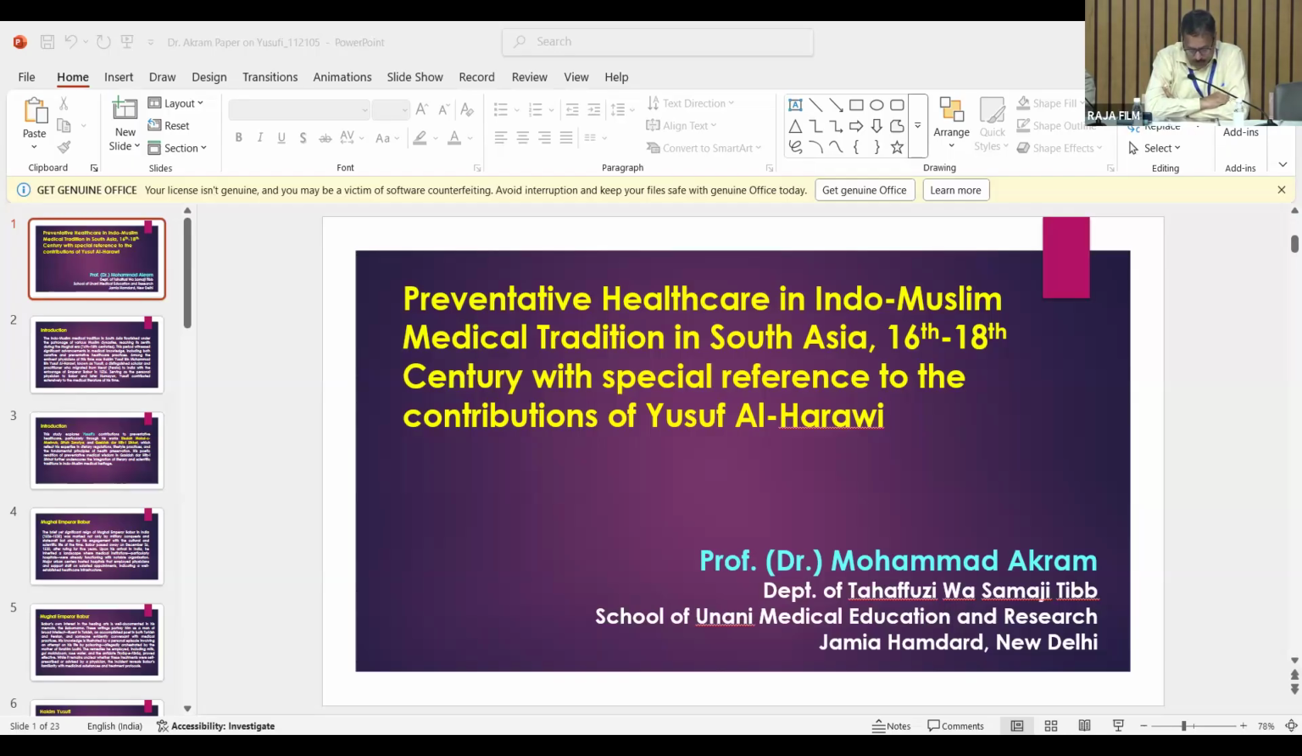Among the eminent physicians of this time was Hakim Yusuf bin Muhammad bin Yusuf al-Harawi, known as Yusufi, a distinguished scholar and practitioner who migrated from Herat, Persia, to India with the entourage of Emperor Babur in 1526, serving as the personal physician to Babur and later Humayun. He worked in the period of Babur itself and for Humayun also. Yusufi contributed extensively to the medical literature of his time.